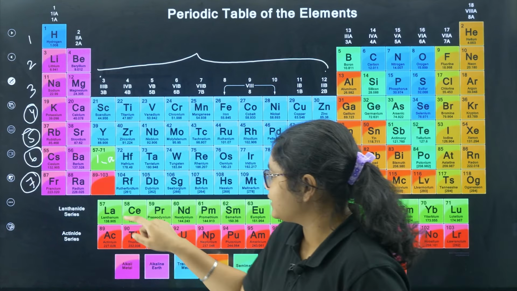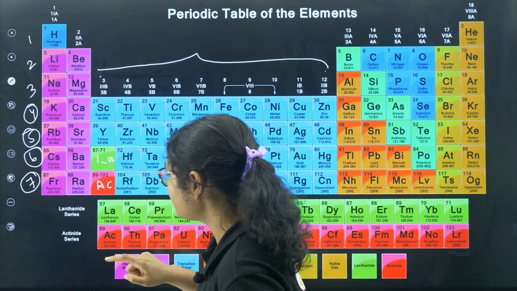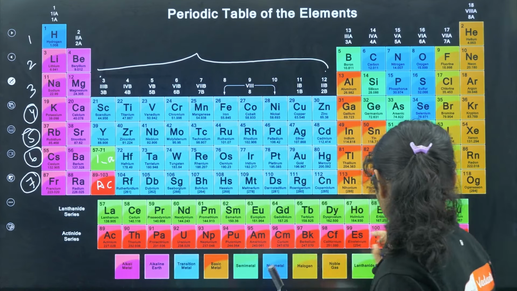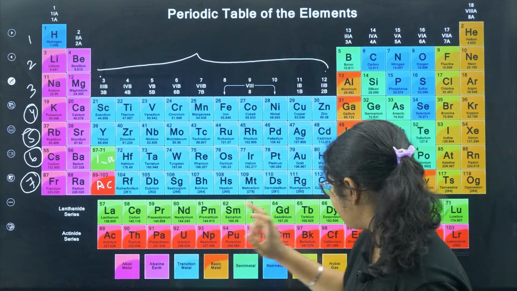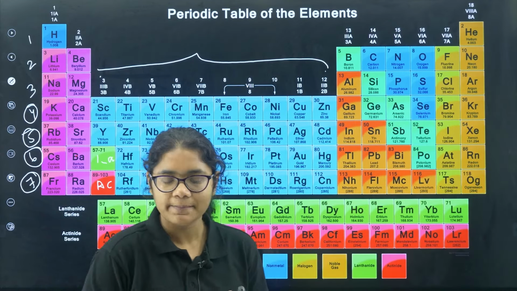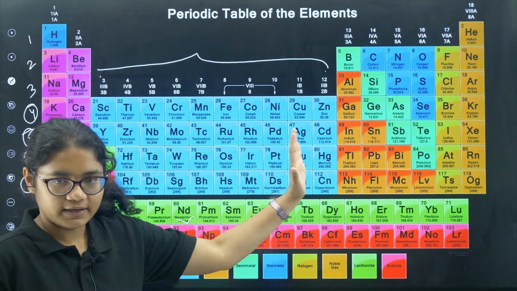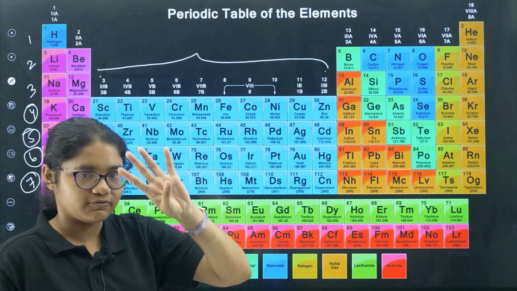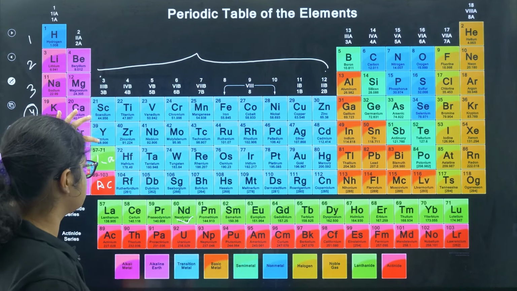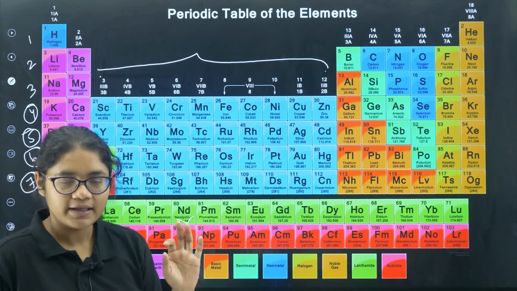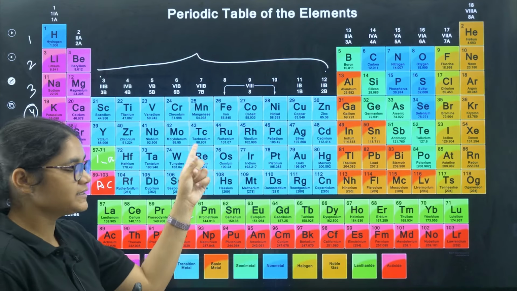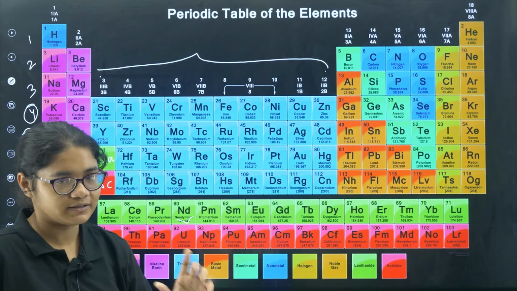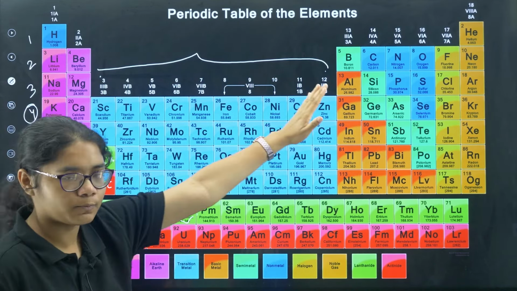Now similarly here actinium is present. Actinium's atomic number is 89, but the 5F series starts from thorium to lawrencium, that is from atomic number 90 to atomic number 103. I hope this is clear. This part is 3D, this part is D block present between S and P block. In the D block there are 4 series, that is 3D series, 4D series, 5D series and 6D series. 3D series belongs to 4th period, 4D series belongs to 5th period, 5D series belongs to 6th period and 6D series belongs to 7th period. And they belong to group 3 to group 12.